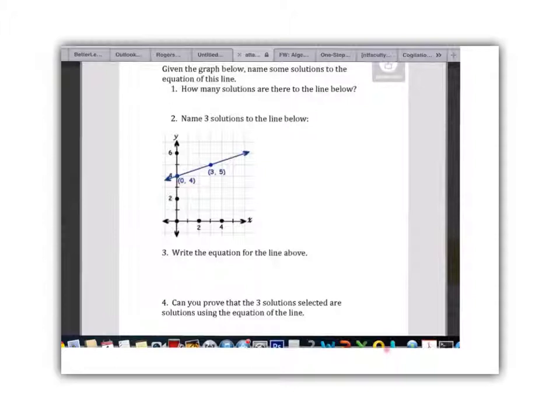The students make a common mistake sometimes, telling me, oh, there's two solutions, because they visually see 2 points with (0, 4) and (3, 5). And we talk about, well, you can draw a line with 2 points, but how many points, or how many solutions, are actually on that line?